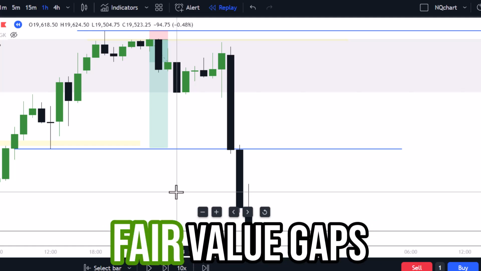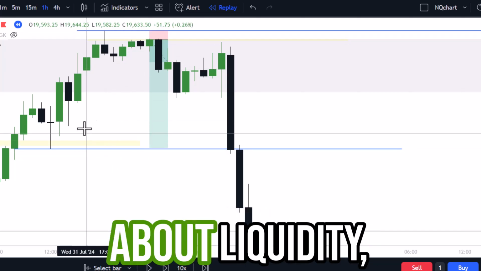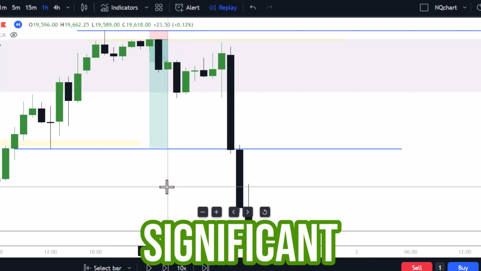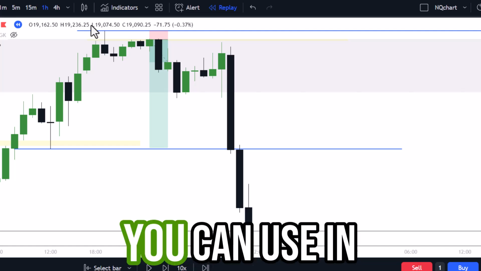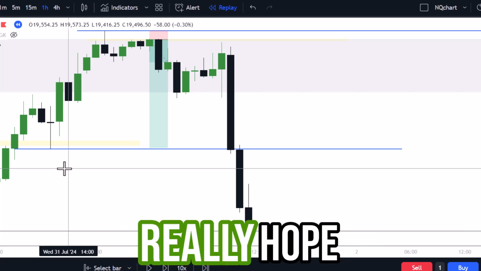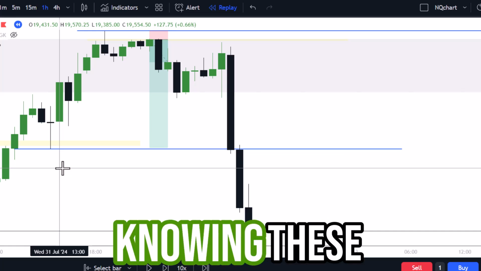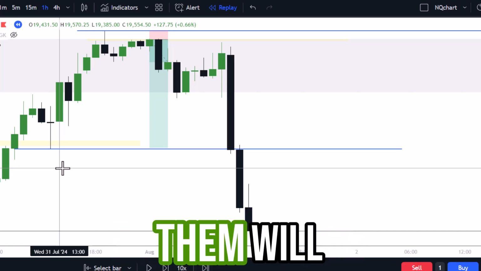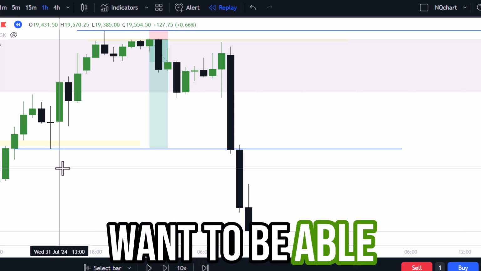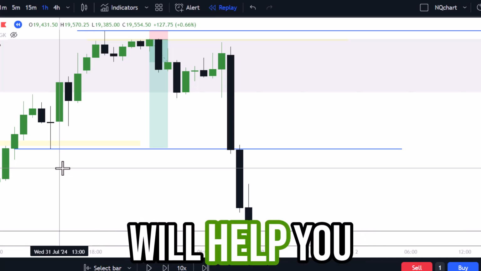We can talk about inverse fair value gaps in the future, but that is another tool that you can add to the arsenal. And we also talked about liquidity, high time frame liquidity and low time frame liquidity, significant lows. These are all tools that you can use in your arsenal that will make you a bulletproof trader. And so I really hope that you guys take the time to study this, backtest, because knowing these tools, knowing how to use them, will really elevate your game as a trader. And that is what we all want. We want to be able to make money at the end of the day, and learning how to use these tools will help you do that.